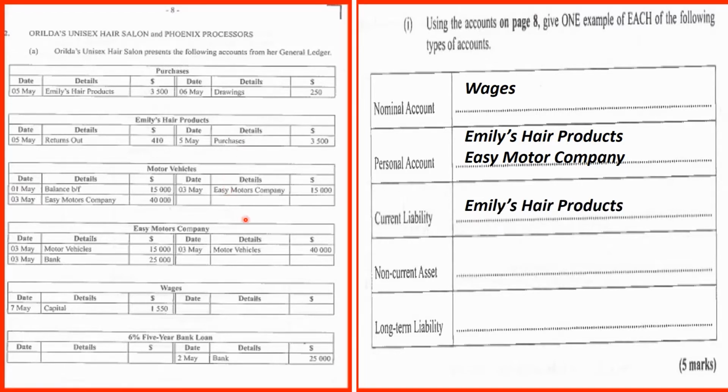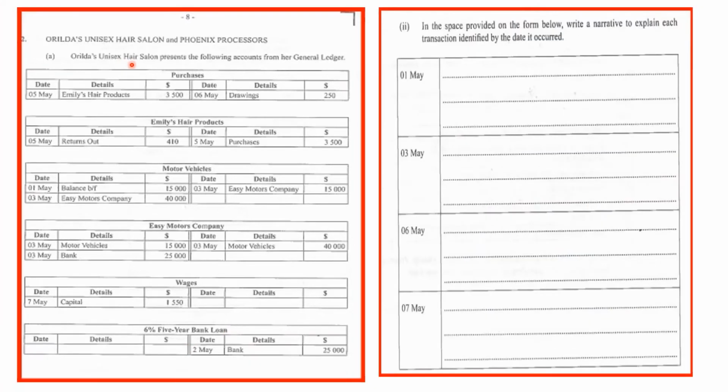Then we have a non-current asset, that should be our motor vehicles here, and a long-term liability, the 6% 5-year loan. That's more than 1 year, so it's a long-term liability. Part 2 asks us, in the space provided on the form below, to write a narrative to explain each transaction identified by the date it occurred.